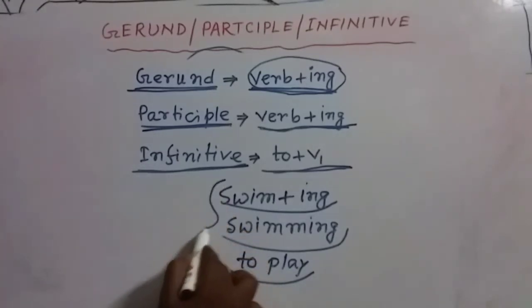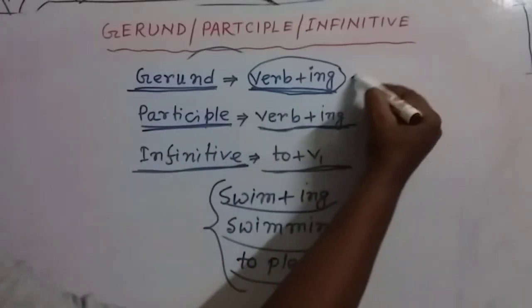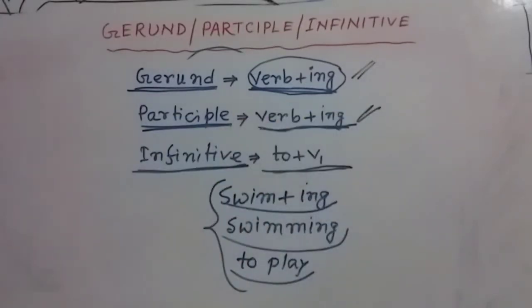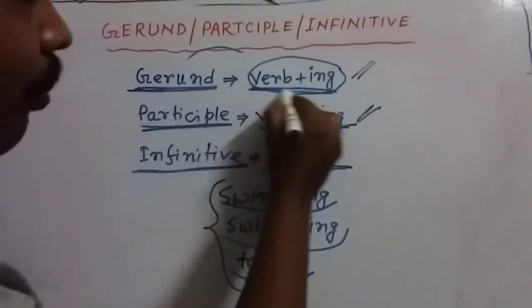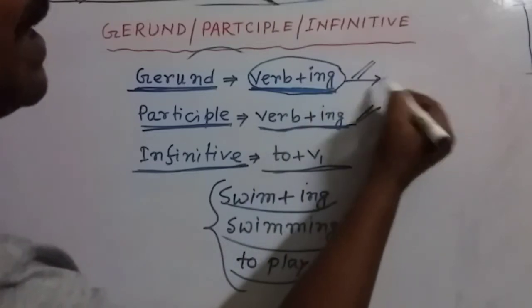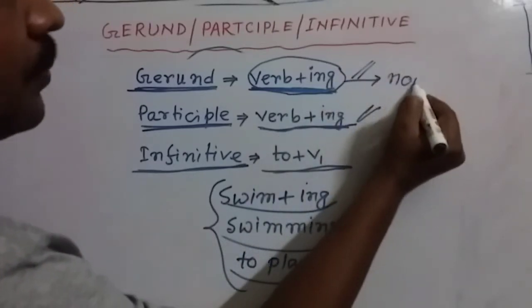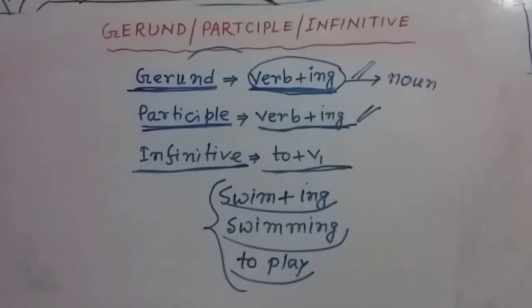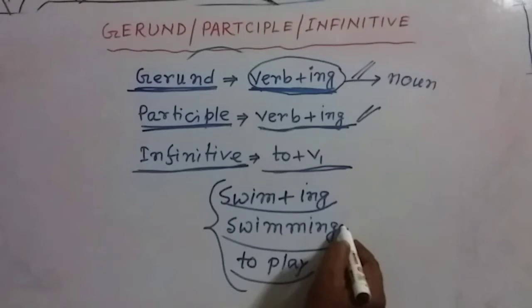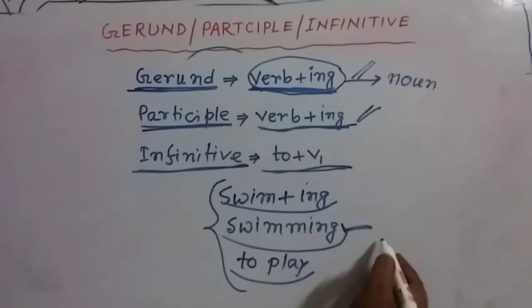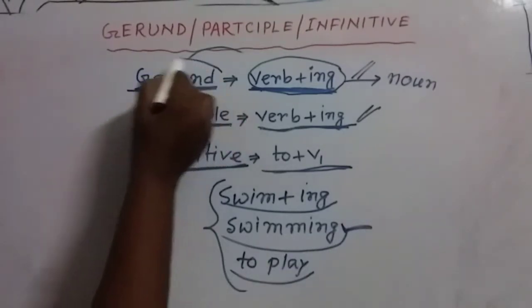Now, my dear friends, the most important thing is these two things are almost similar. That's why it creates a huge problem, and we will discuss this one. Now, one thing to remember, gerund, verb plus ing, is basically used as a noun in the sentence. That means when this term, suppose swimming, acts as a noun, at that time it will be called a gerund.